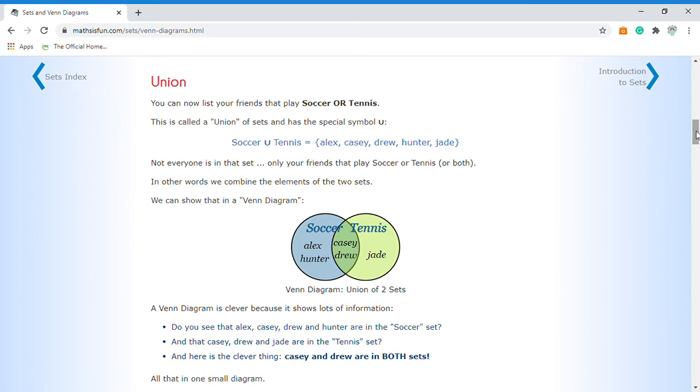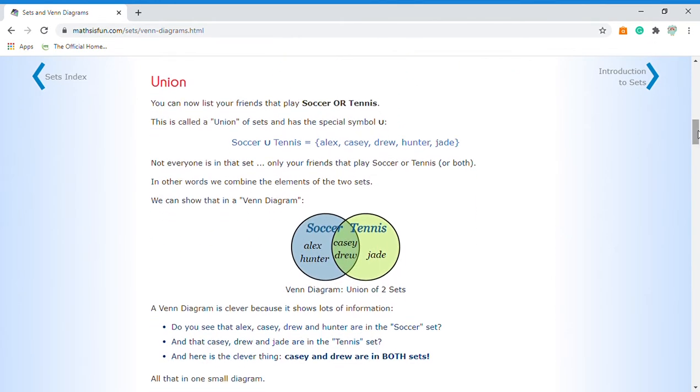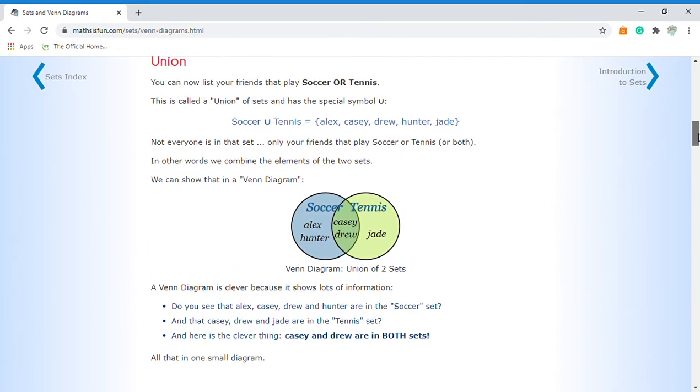Now, a union. You can now list your friends that play soccer or tennis, like we just did with the two circles. This is called a union of sets and has a special symbol. Don't worry about the symbols and the things. Not everyone is in that set. Only your friends that play soccer or tennis. In other words, we combine the elements of the two sets. We can show that in a Venn diagram.